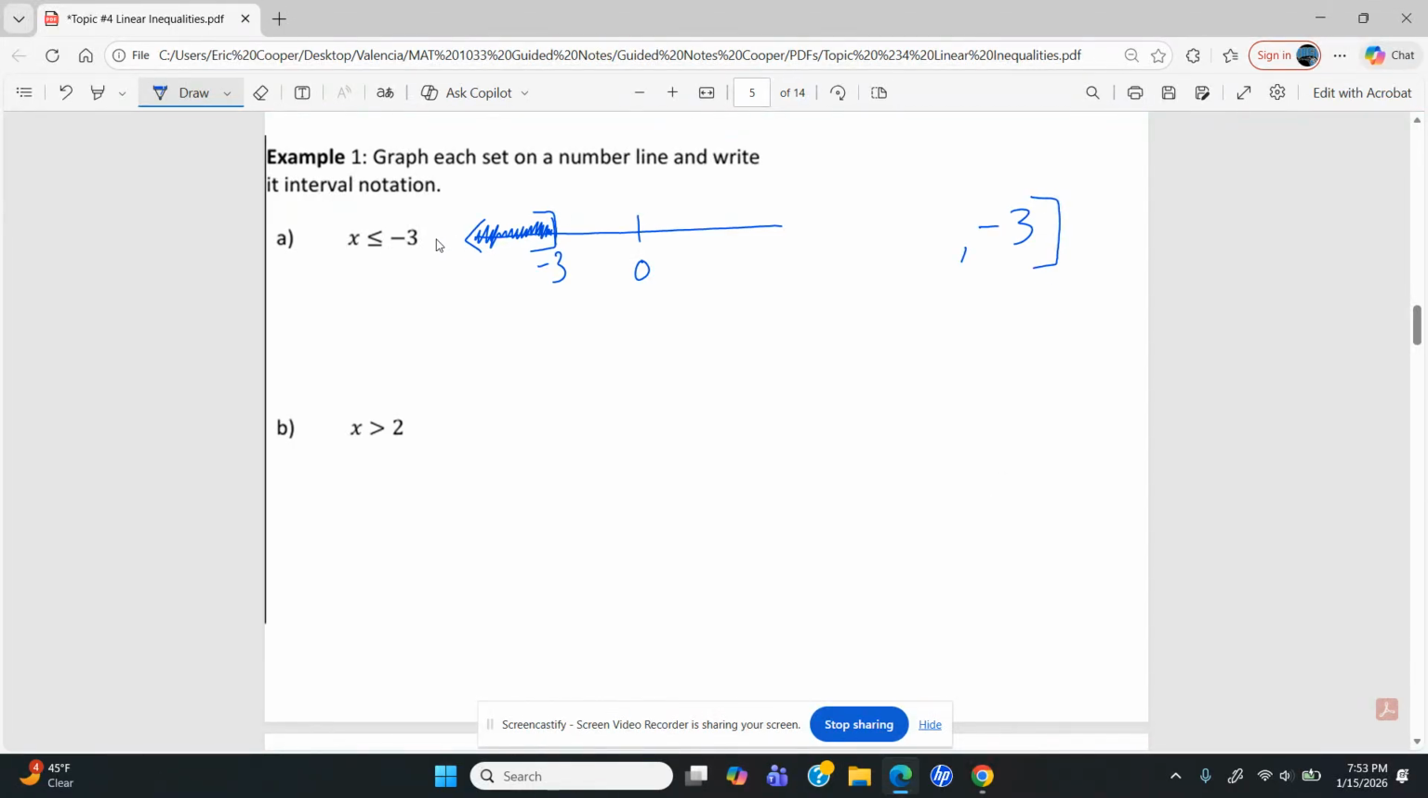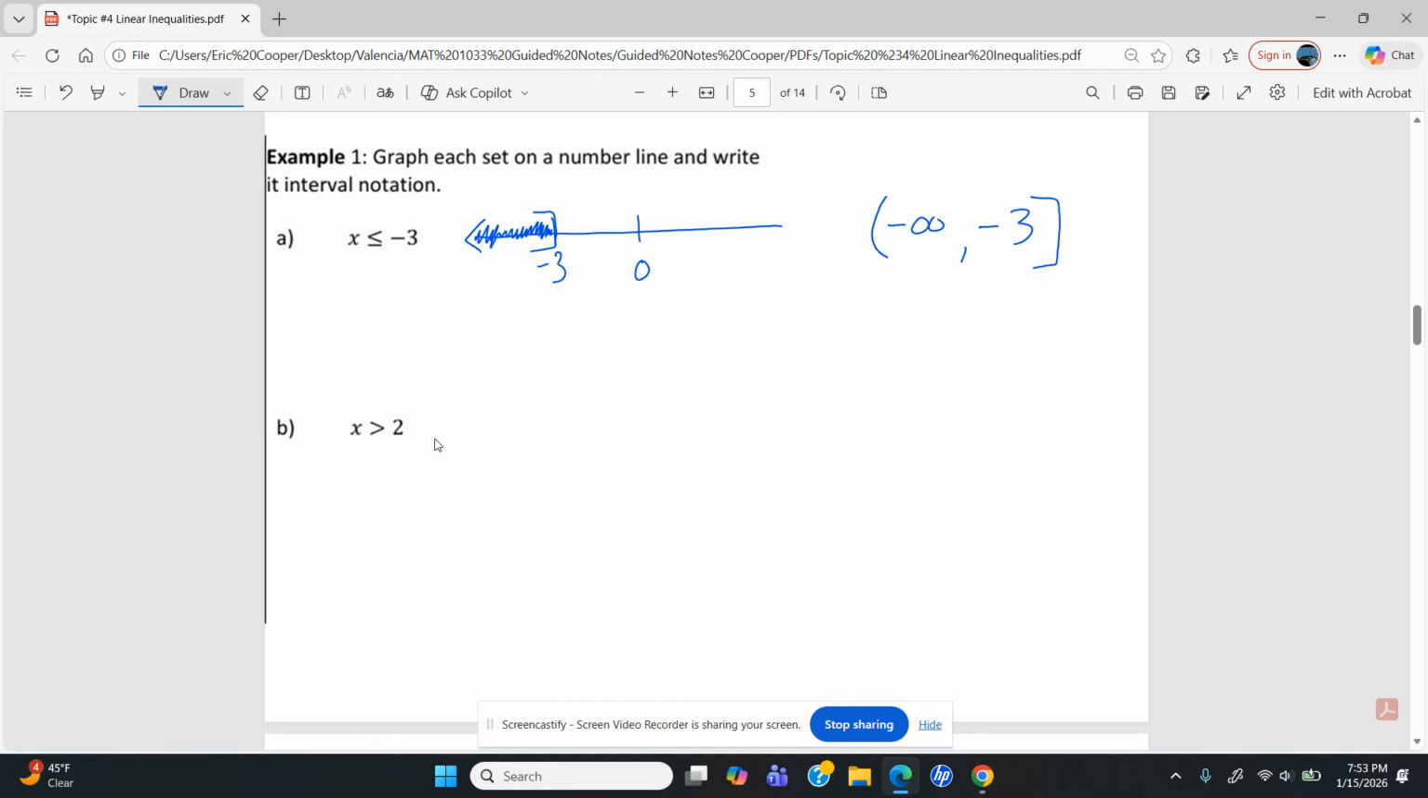We notice it'll go forever to the left, and forever to the left is -infinity because it's getting smaller forever. Infinities always have parentheses with them. So here is my interval notation. It's parenthesis, -infinity, comma, -3 with a bracket.